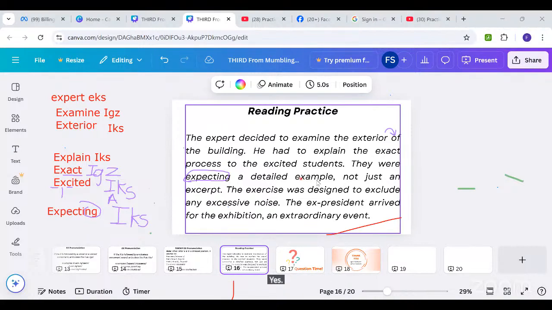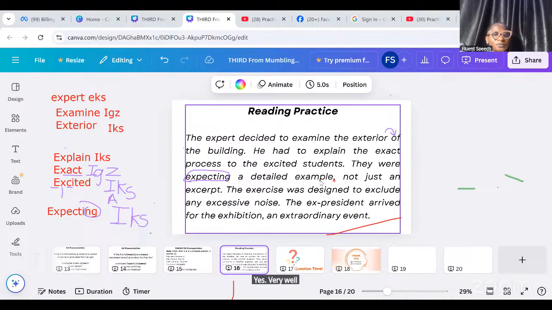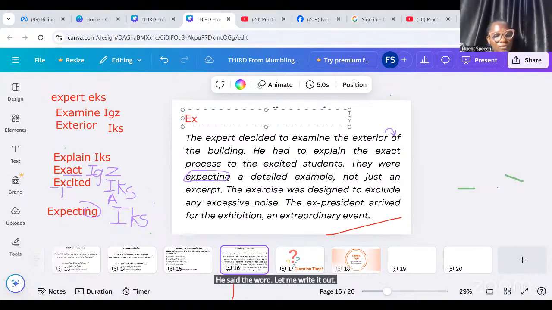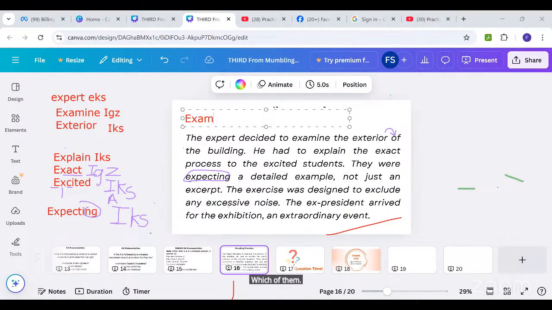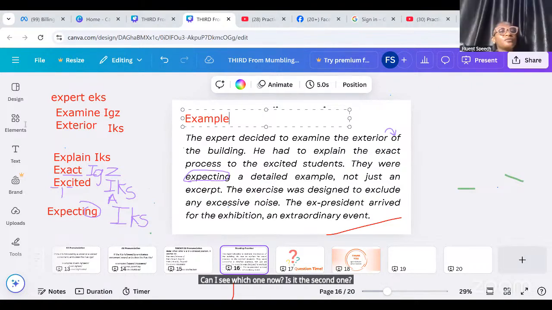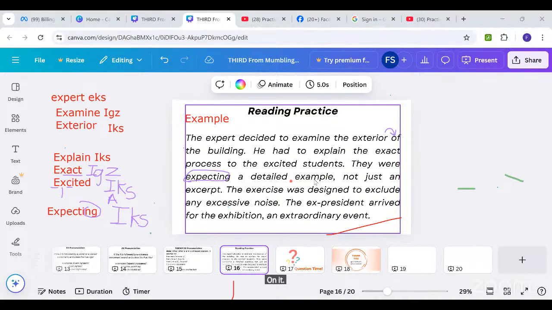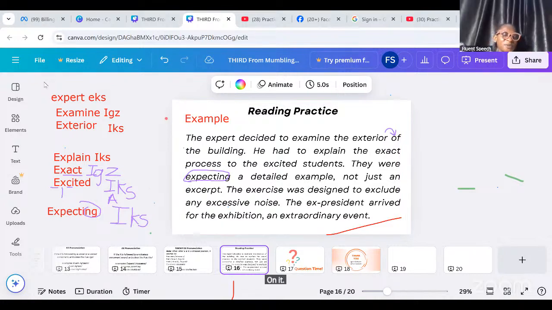Please, ma'am, how do we pronounce this word? Can you say the word? Let me write it out. Can you say it? Is it the second one? The second one, I have my spotlight on it. Example. Is it example? Yes, it is. So let's analyze it.